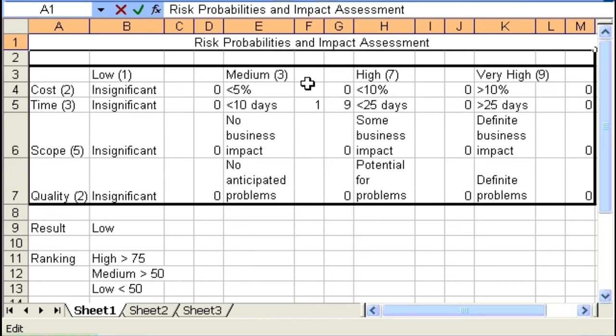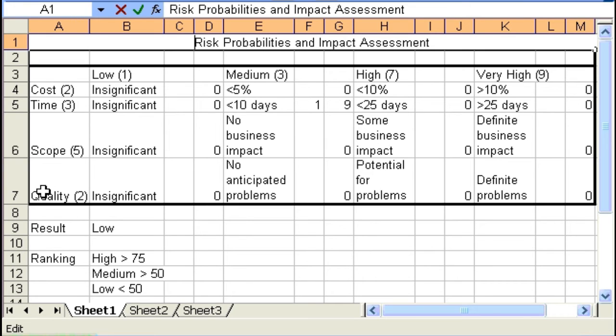With the grid, I've simply developed a categorization across this axis here, where I'm categorizing the probability impact of the risk ranging from low through to very high, and I've assigned numerical values, where a low is assigned a value of 1, a medium is a 3, a high is a 7, and a very high is a 9. And then I've defined the evaluation criteria that I'm going to evaluate the risks against. So cost, I've assigned a value of 2. Time, I've assigned a value of 3. Scope is the most important consideration for my stakeholder, assigned a value of 5. And quality is a value of 2.